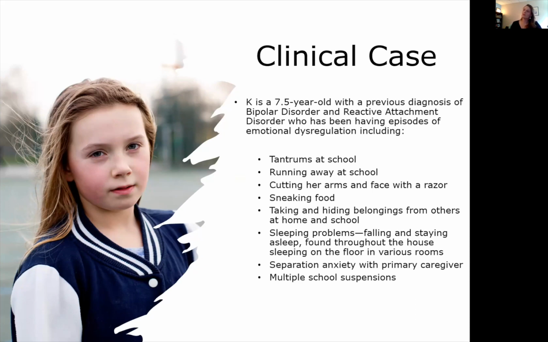She's sneaking food and hiding other belongings at home and at school. She has sleeping problems, including falling and staying asleep, and she's often found throughout her house sleeping on the floor in various rooms, but when she is supposed to be in her room at nighttime, she cannot fall asleep. And she also has separation anxiety when she is away from her primary caregiver.